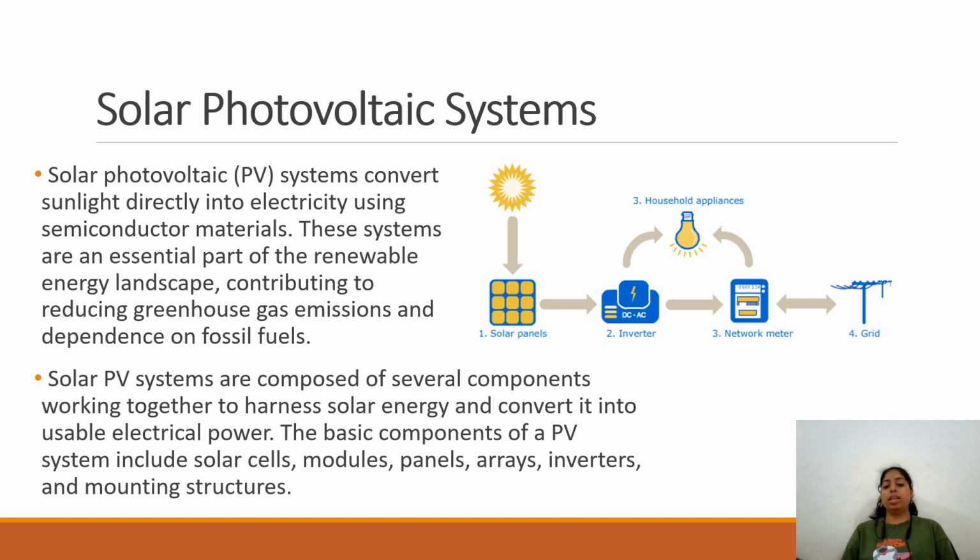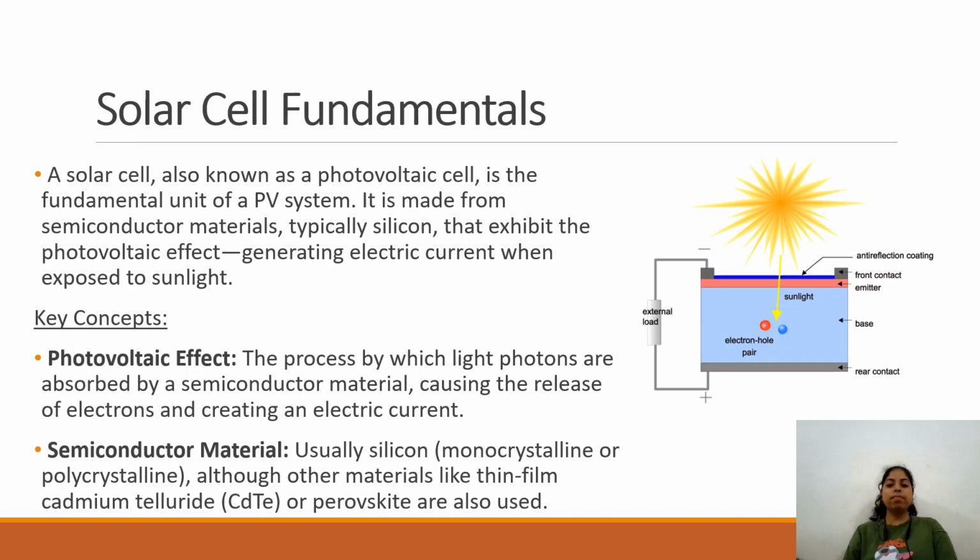The basic components of a photovoltaic system includes solar cells, modules, panels, arrays, inverters, and mounting structure. We will discuss all the basic components of our solar photovoltaic system in the upcoming slides. So let's get into it.